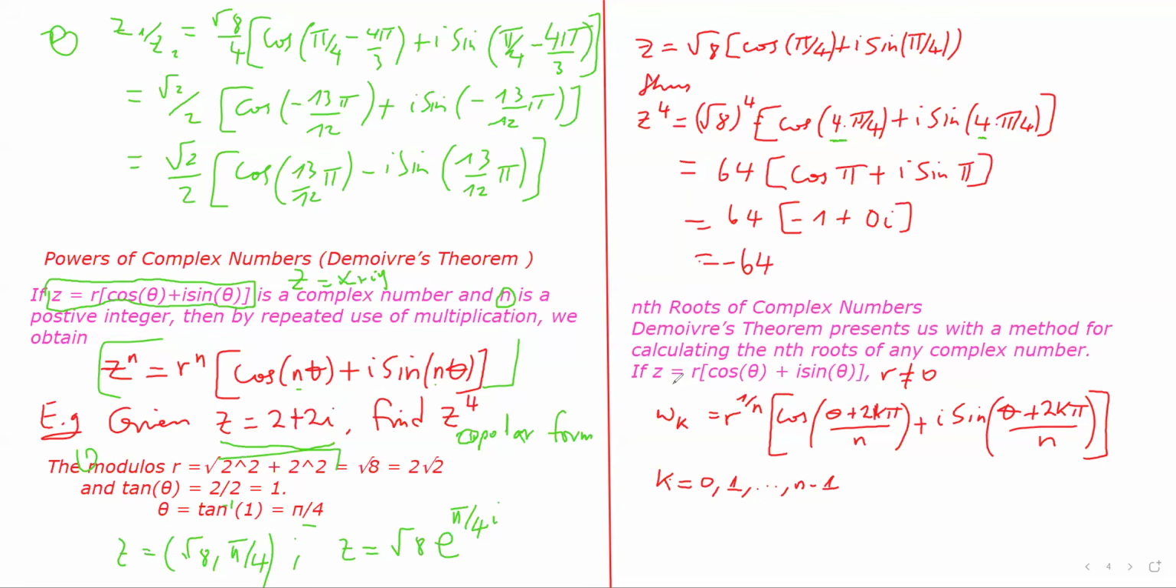And if you use the exponential form, then z to the power 4 is equal to square root of 8 to the power 4, e to the 4 times pi over 4 i. And this will give you nothing but 64 e to the power pi i, and this here is -1. So sometimes it's easier in that sense.